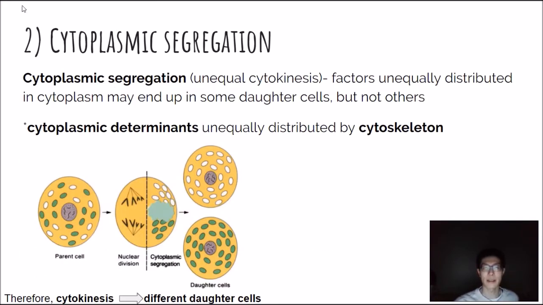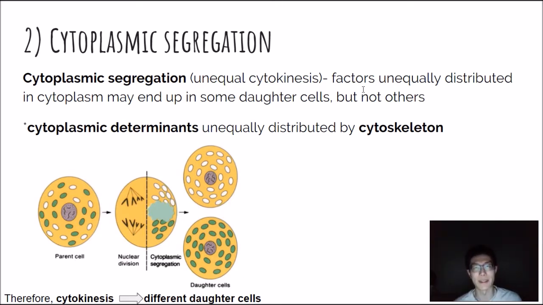The next factor we're looking for here is cytoplasmic segregation. Cytoplasmic segregation, or unequal cytokinesis, means factors are unequally distributed in the cytoplasm. There we go. That's what we're going for.